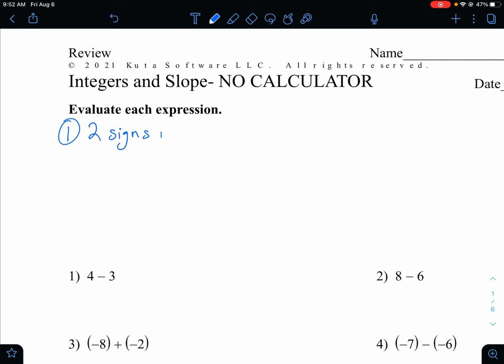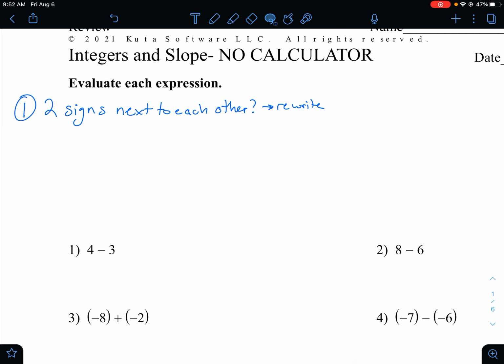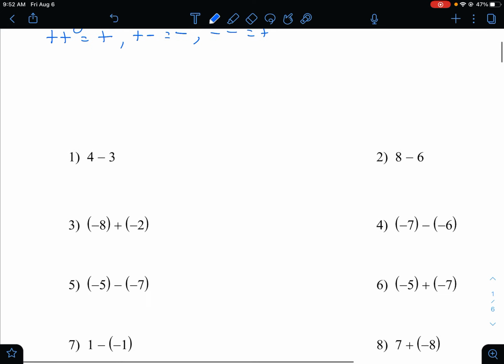I'm going to show you what I mean by that. If you have two signs next to each other, you need to rewrite the expression. If you have a positive and a positive next to each other, two plus signs, you get a positive. If you have a positive and a negative, you get a negative. And if you have a negative and a negative, you get a positive.